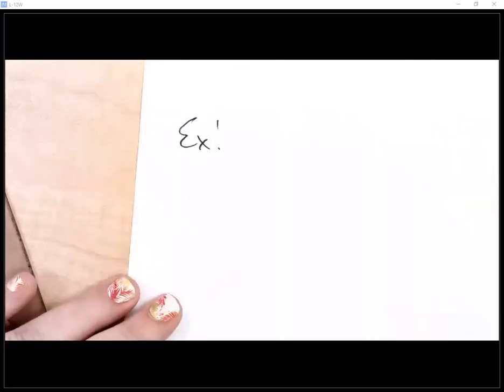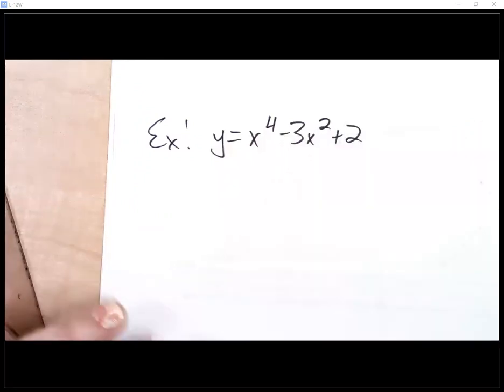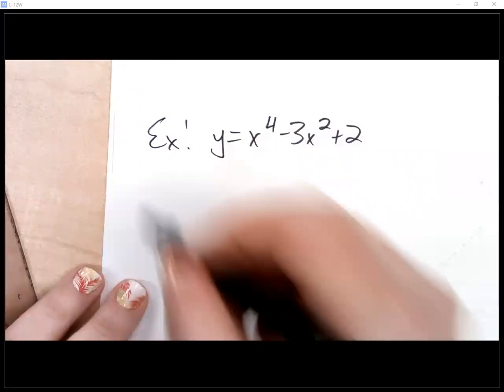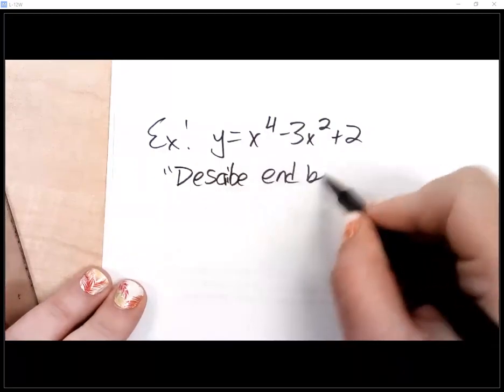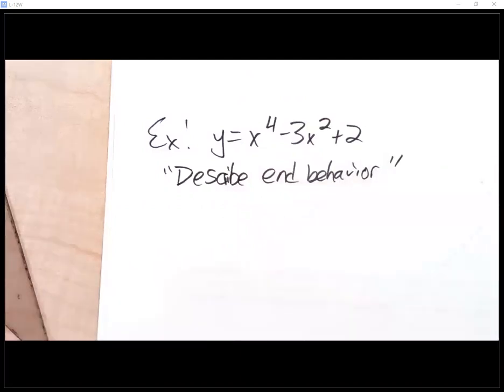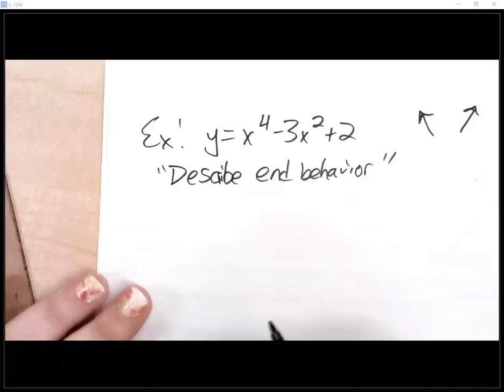So if I gave you something like this, your directions might say something like, describe the end behavior. Show me with your hands what that would be. What would the end behavior of this thing be? Reach for the sky, right? How do you know? Whenever it's even, they go together. If A is positive, they go up together. If A were negative, they'd go down together. But the notation they're going to use is going to look like this.